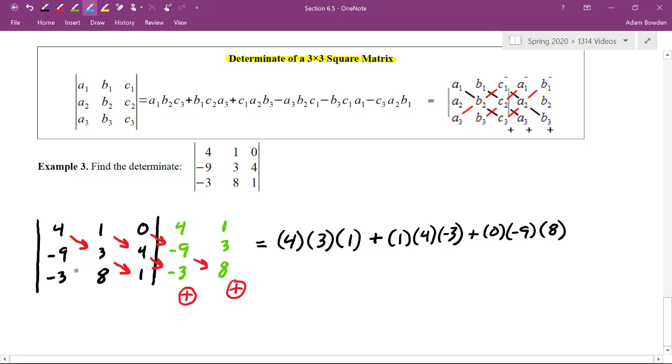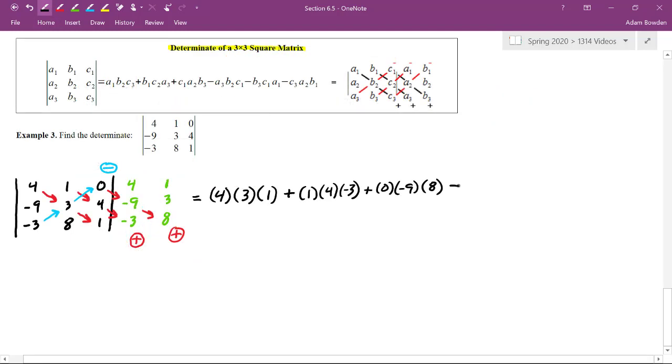After multiplying this direction, we start multiplying up and to the right. And as we do this, we start subtracting the numbers that we're getting. So I got to do -3 times 0 and subtract that. So we're going to go minus -3 times 3 times 0. And then we multiply up diagonally again and subtract that. So we go minus 8 times 4 times 4.